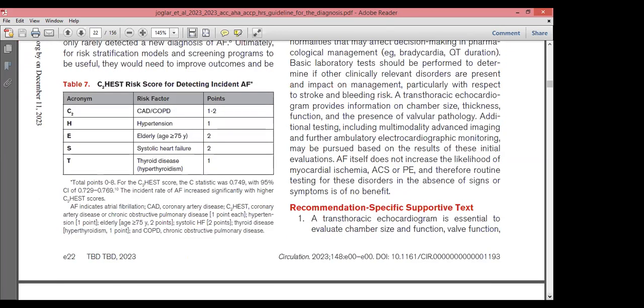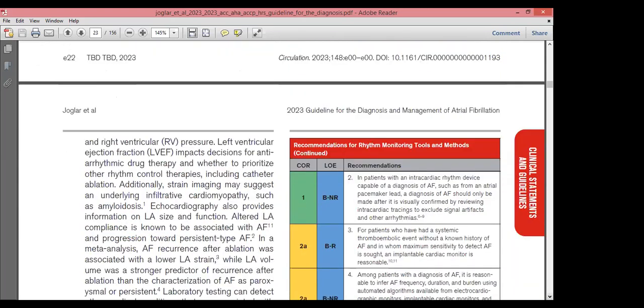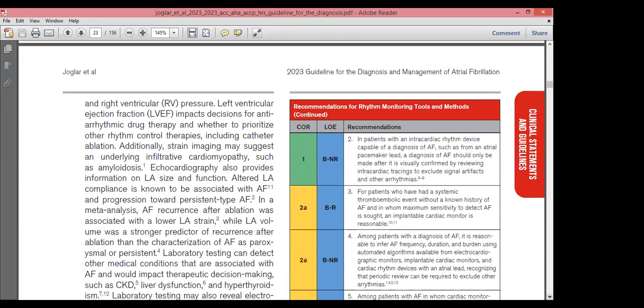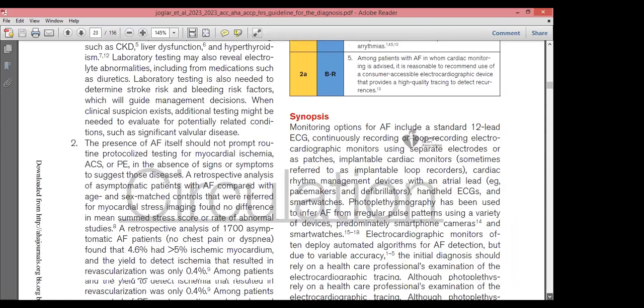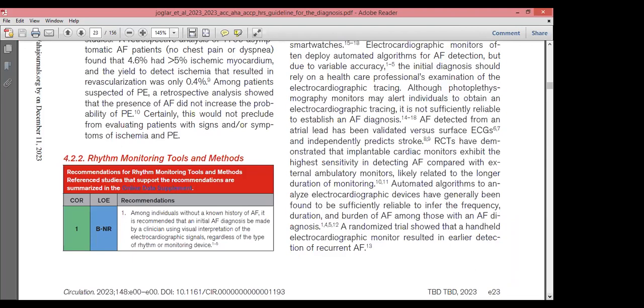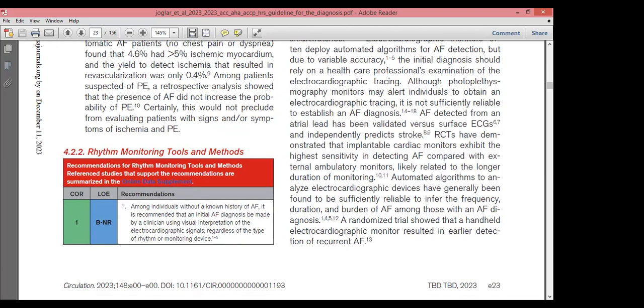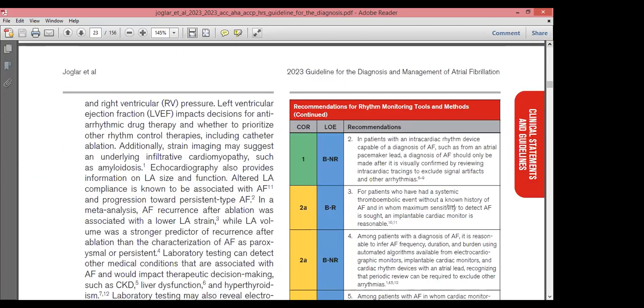Okay. So here is talking about reading monitoring tools and methods. Class 1 recommendation: among individuals without known history of AF, it is recommended that initial AF diagnosis be made by a clinician using visual interpretation of ECG signals, regardless of the type of reading or monitoring device. So for us to newly diagnose a patient with AF, we need to see an ECG, regardless of the device that is used in monitoring the patient.